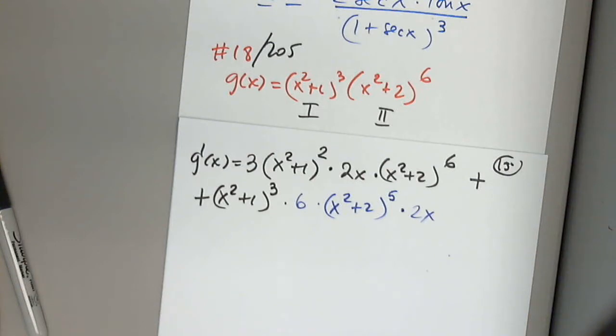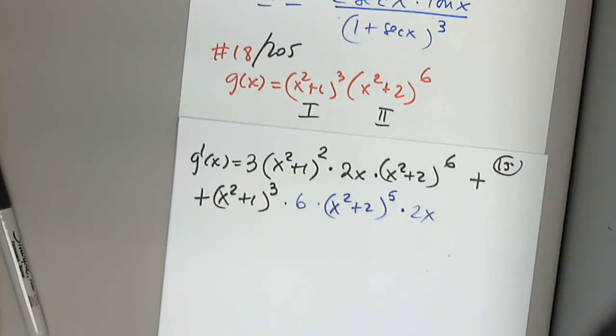Any questions on this? Yes, go ahead. Where's the 2x coming from? The inner function prime. If this is x, then I don't need 2x, but it's not x. It's x squared plus 1, and I have to differentiate. The same thing here. X squared plus 2 is not just plain x. So I have to differentiate and I get 2x.